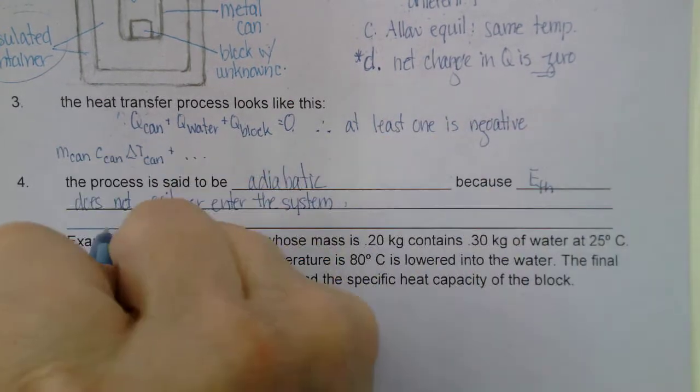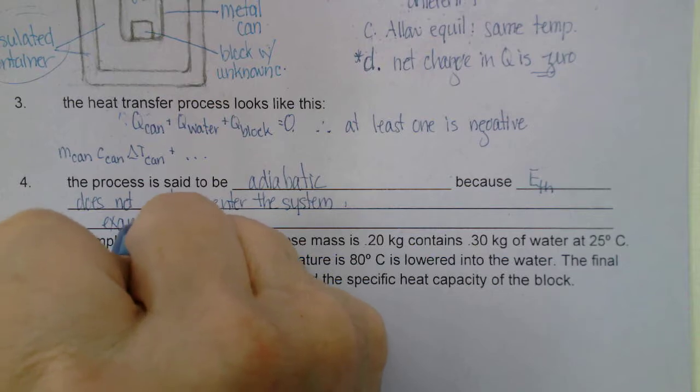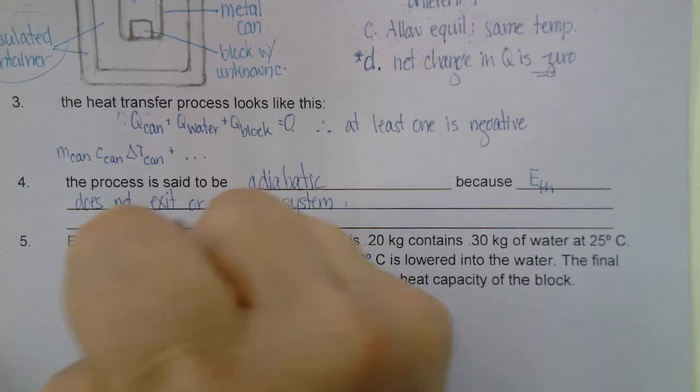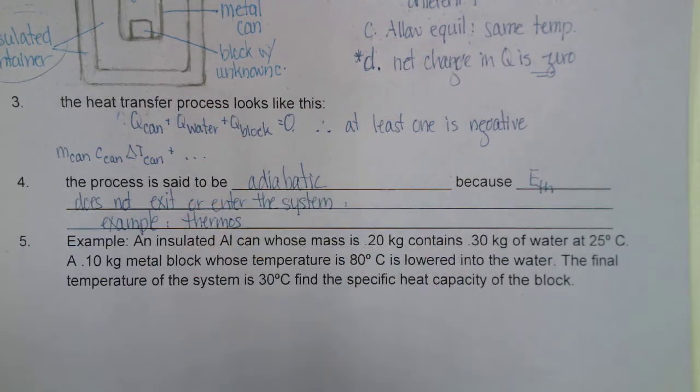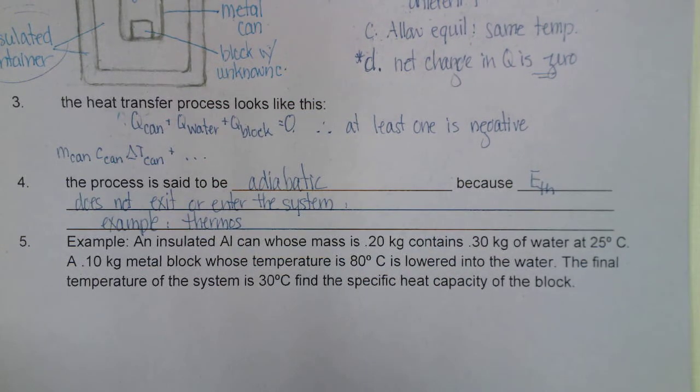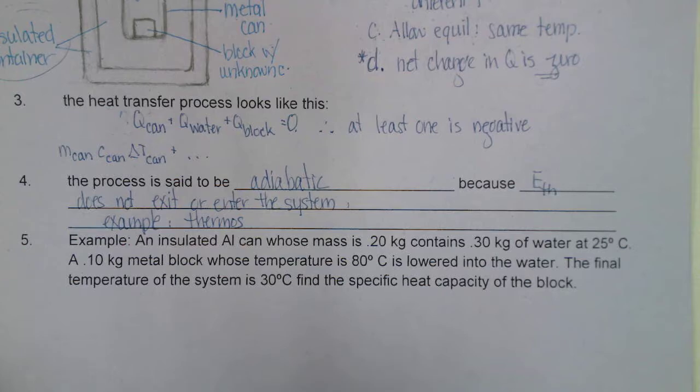So an example of that would be a thermos. So you put your coffee in the thermos, and your coffee's too hot, and your thermos is very well insulated, so you want to cool your coffee down. So you drop an ice cube in, and then you close it up tight. All of the heat exchanges are going to happen within the system of the coffee and the ice, not with the thermos itself. That is an adiabatic system.